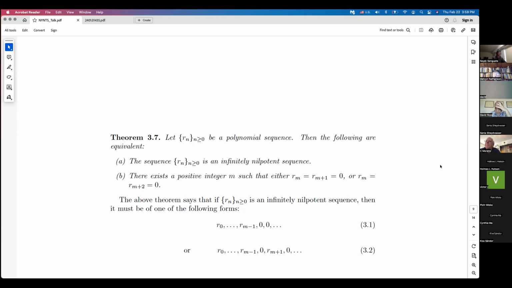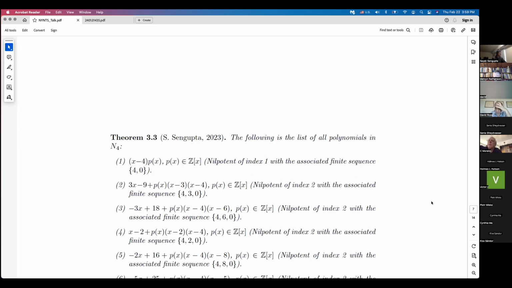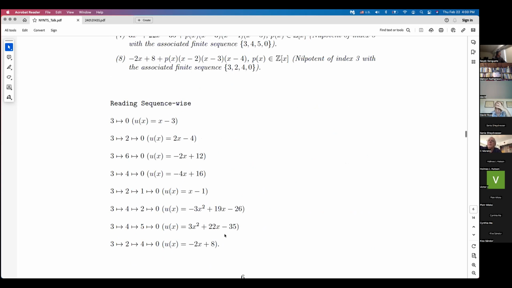So you can have points of period 3, but not 0 coming back to 0. Yes, which is right here. 3 goes to 4, 4 goes to 5, 5 goes to 0, or 3 goes to 2, 2 goes to 4, 4 goes to 0, using these polynomials. You can check that.